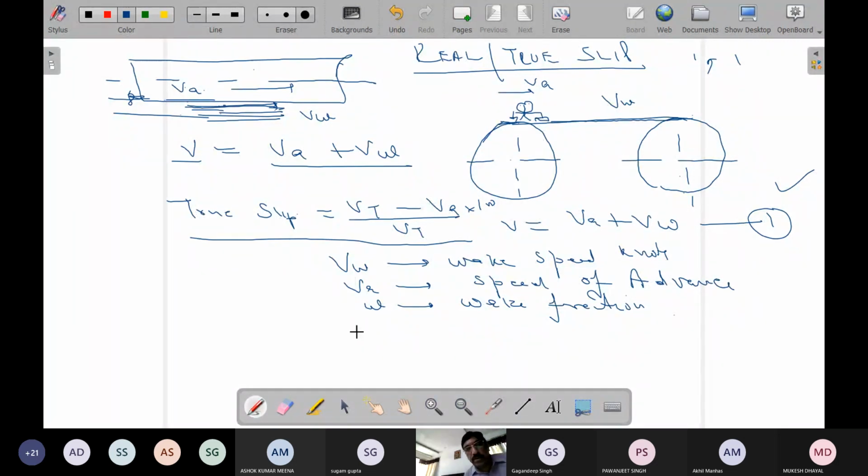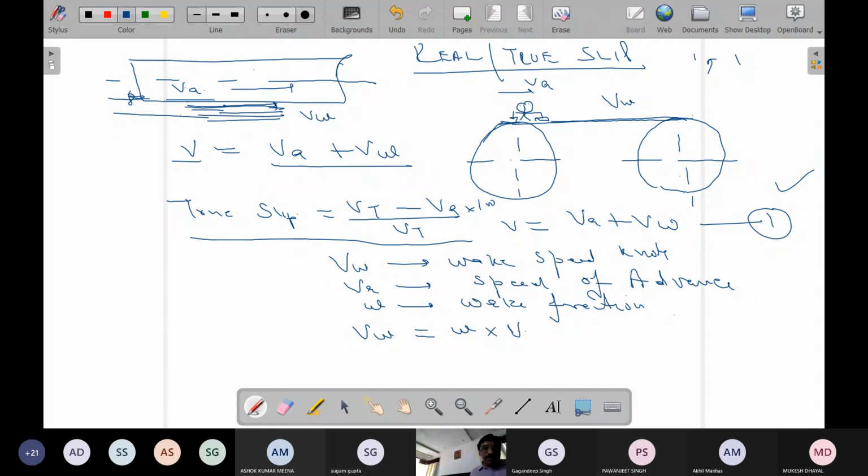This wake speed VW is actually small w into V. That means it is the wake fraction into the speed of the vessel. It is a certain percentage. So if you multiply the vessel speed with w, you will get the wake speed. There are also other methods of calculating, which I will tell you later.